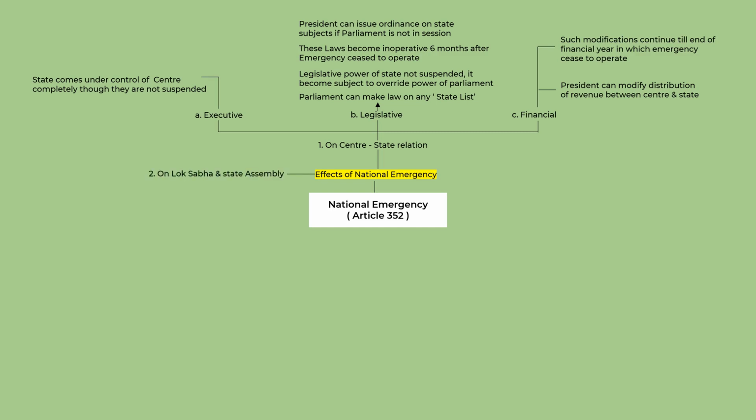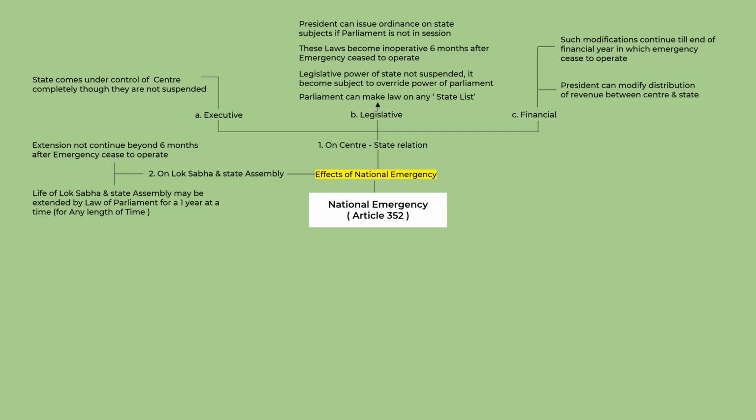On Lok Sabha and State Assembly. The life of Lok Sabha and State Assembly may be extended by a law of Parliament for a year at a time, for any length of time. Such extension cannot continue beyond 6 months after the emergency ceases to operate.